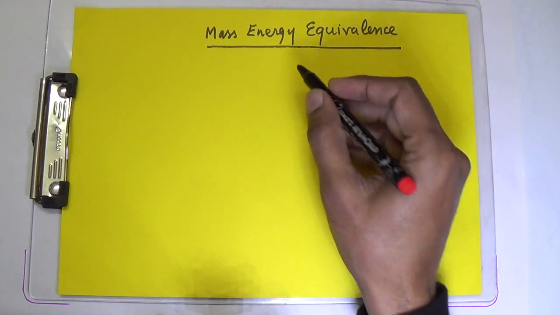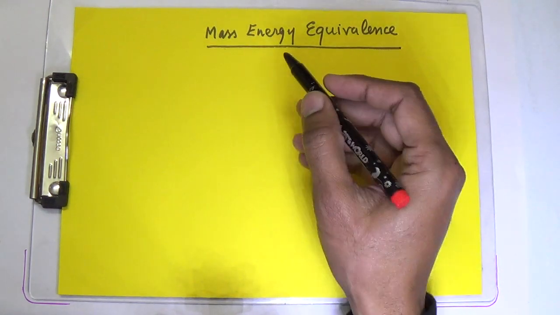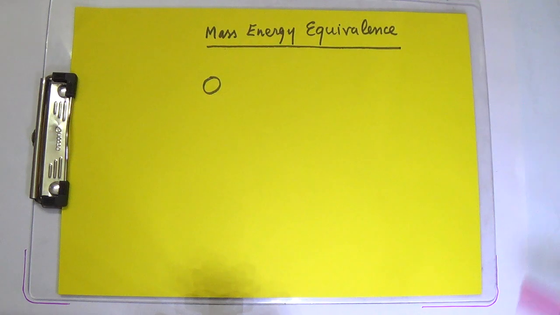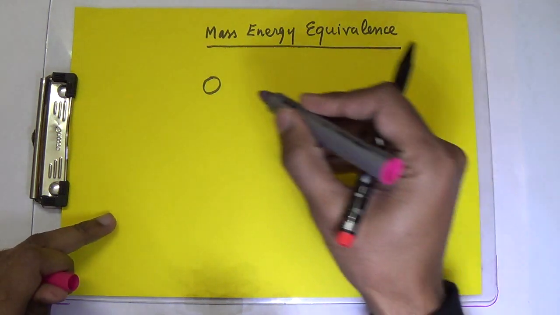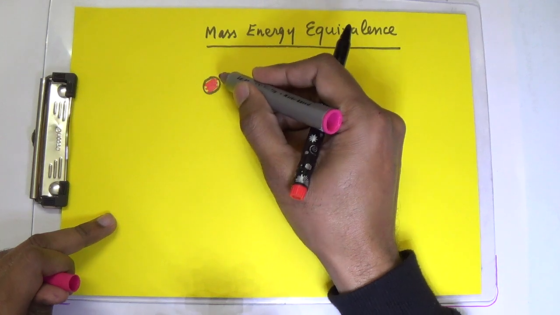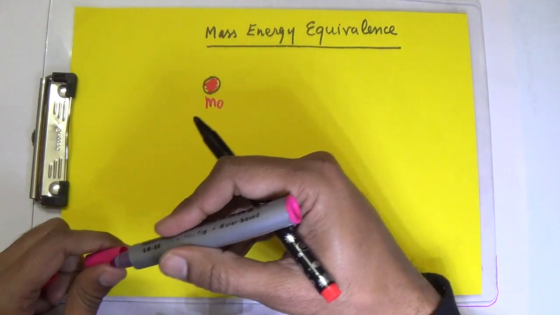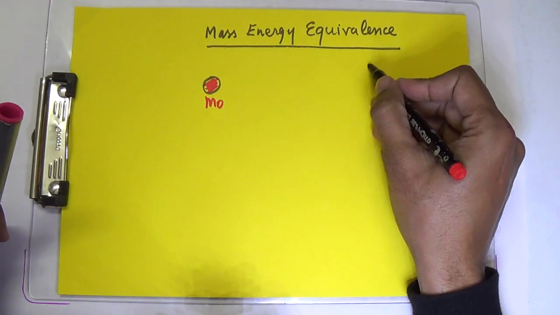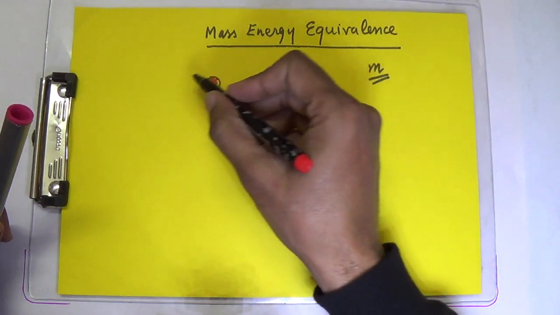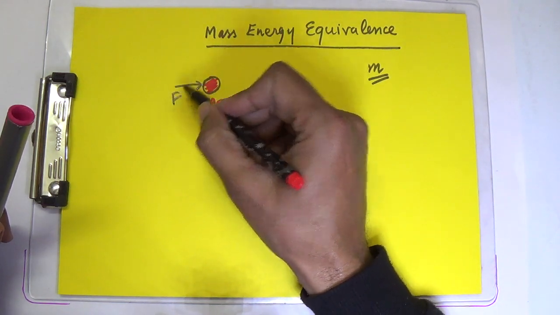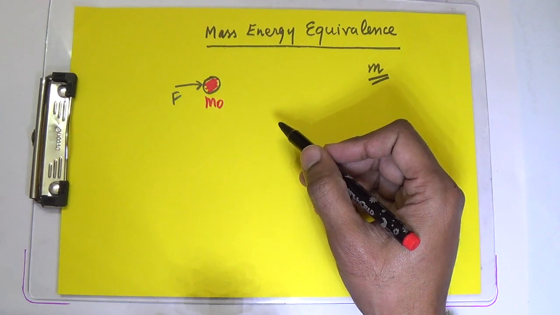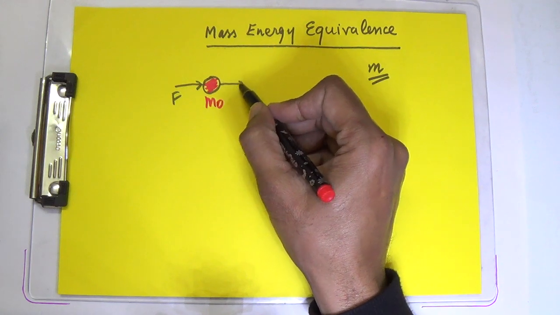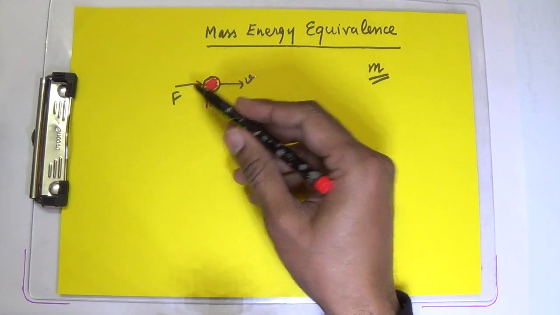So in order to derive this relationship, let us consider a particle, and this particle is of mass m naught at the rest position. So this is a particle of mass m naught. It attains mass m when we apply a force on it, and it basically starts to move in the direction of the force.